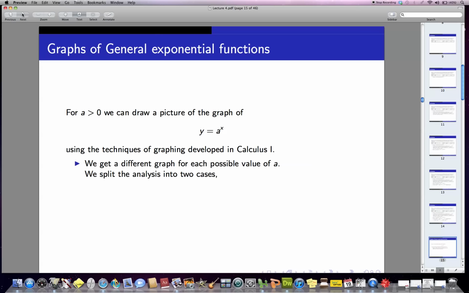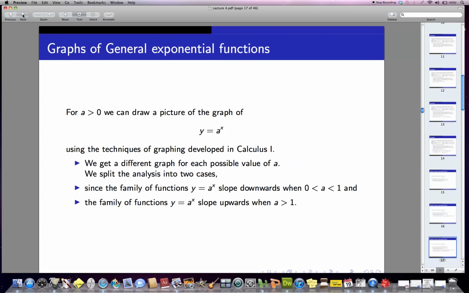We can draw a picture of the graph of y equals a to the x, and of course this depends on the value of a. And so we're going to split our analysis into two cases. Case 1 is when a is between 0 and 1, and case 2 is when a is bigger than 1.